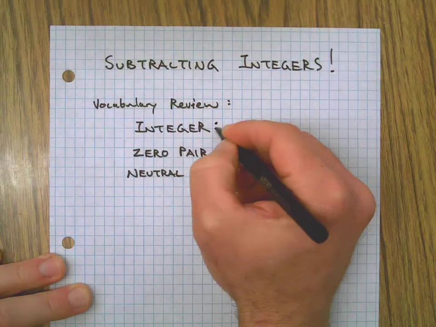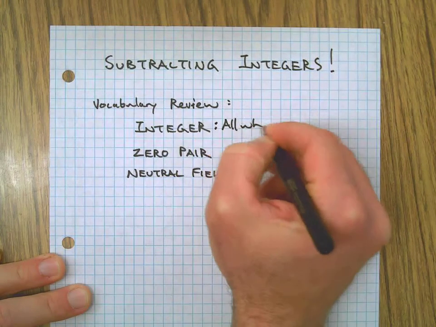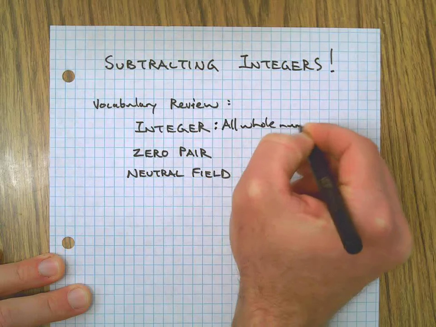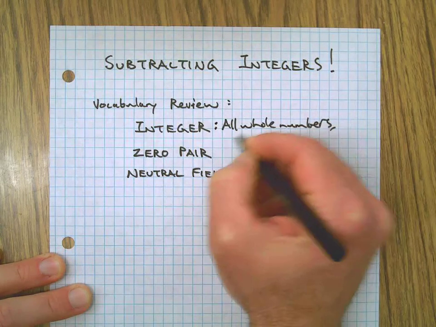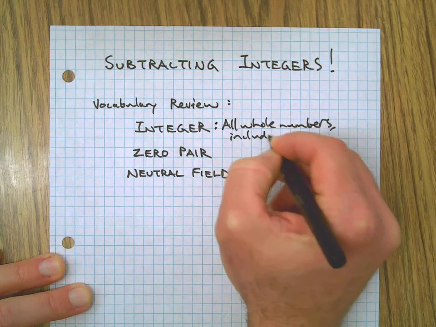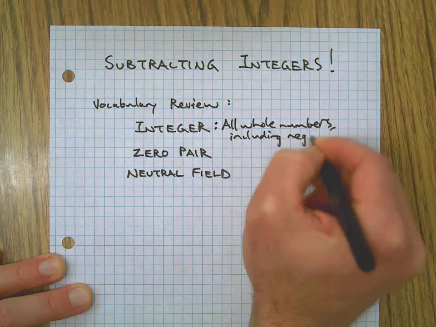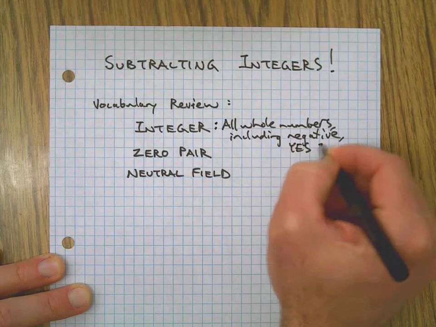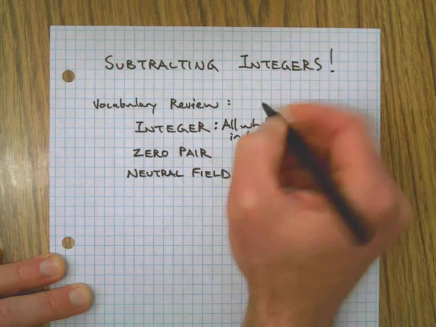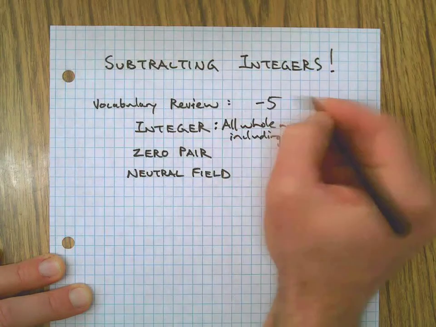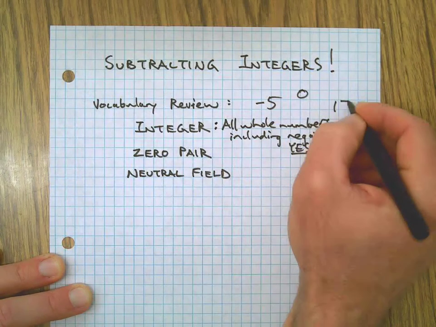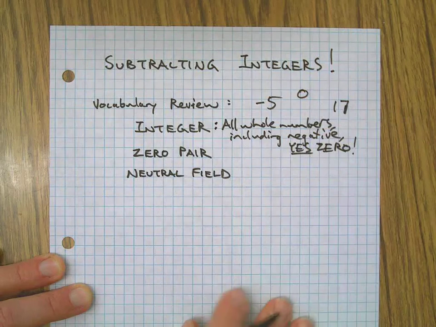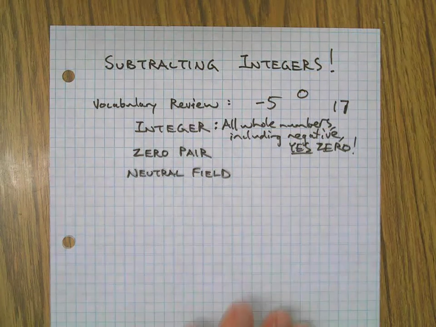Integers are simply all whole numbers, including negatives, no zeros. Or zeros, yes, zeros. Sorry, got confused there. So, for example, there's an integer, there's an integer, there's an integer. Get the idea? Whole numbers, no fractions, no decimals.